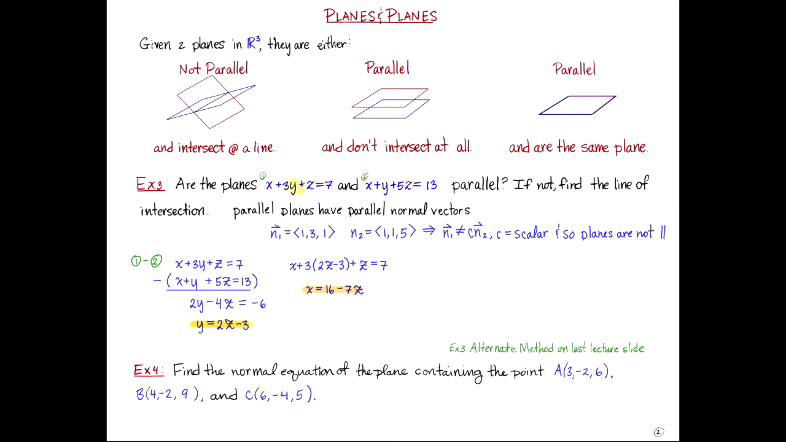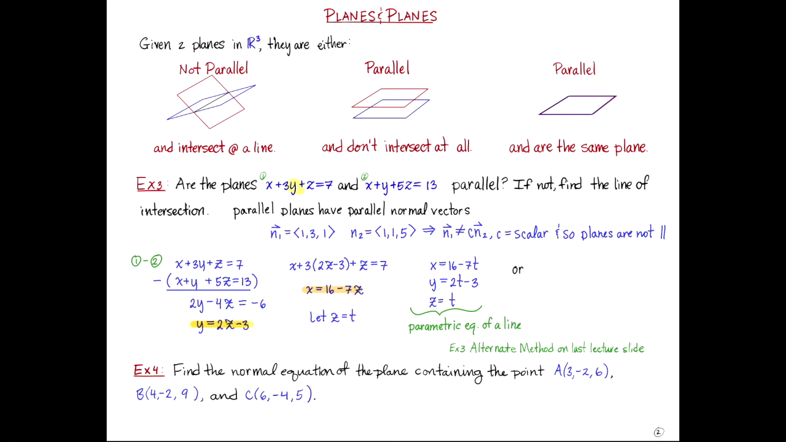We know that our equation of a line is going to be in terms of t. So to parameterize these equations, let's let z equal to t. Subbing z equal to t into x, we have that x is equal to 16 minus 7t. Subbing z equal to t into y gives us y equal to 2t minus 3. z is equal to t. This is the parametric equation of a line.